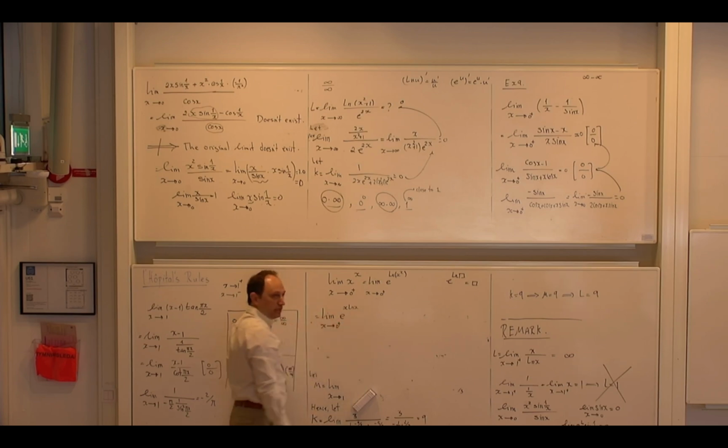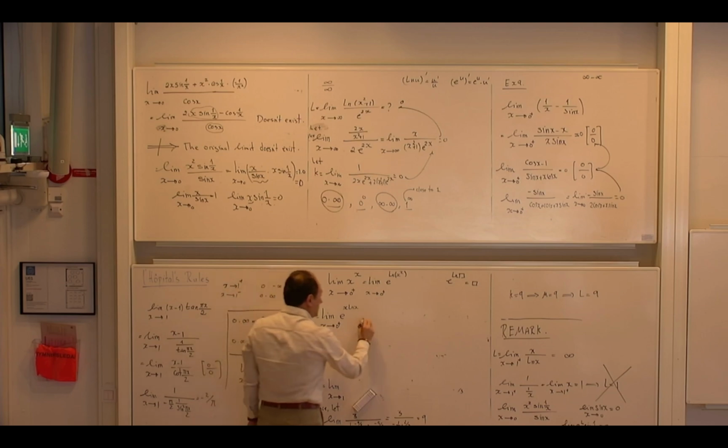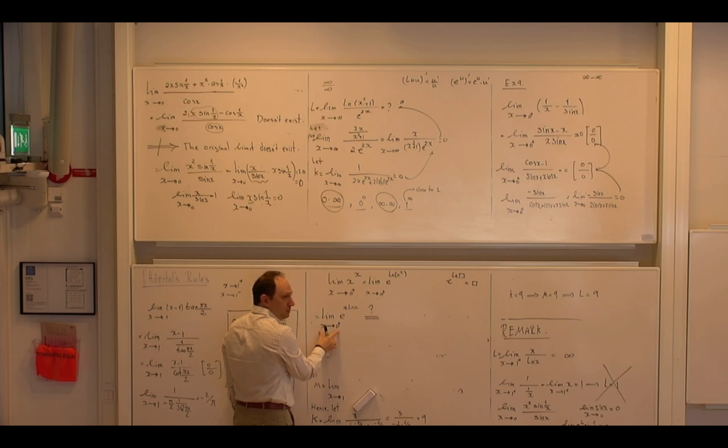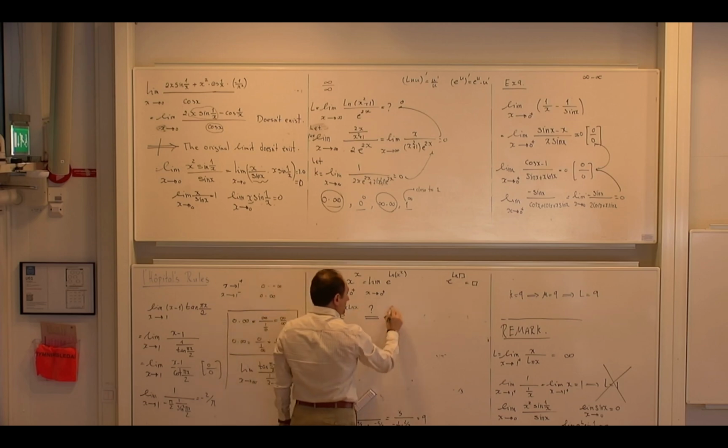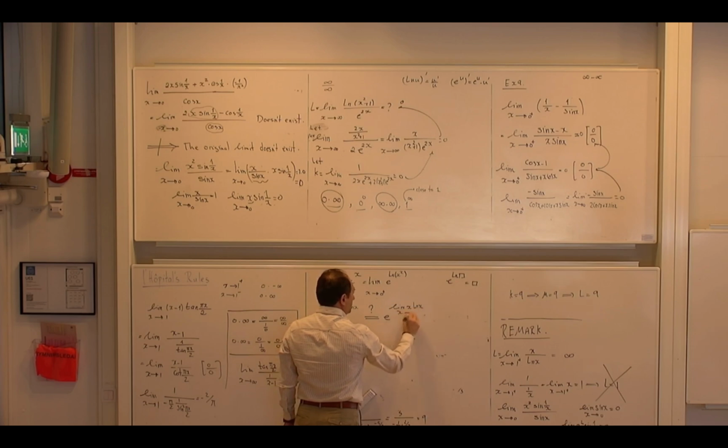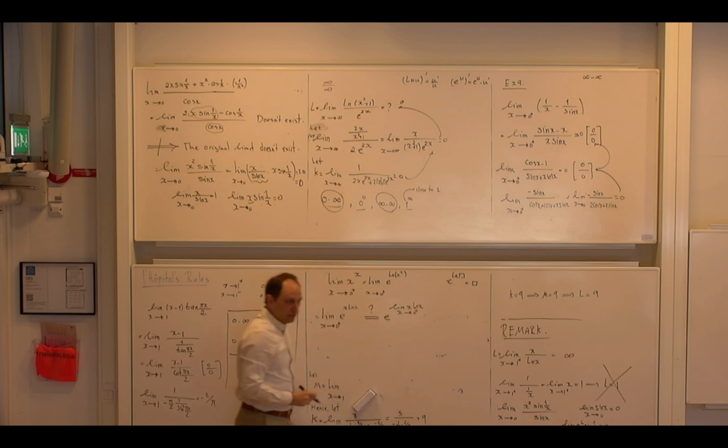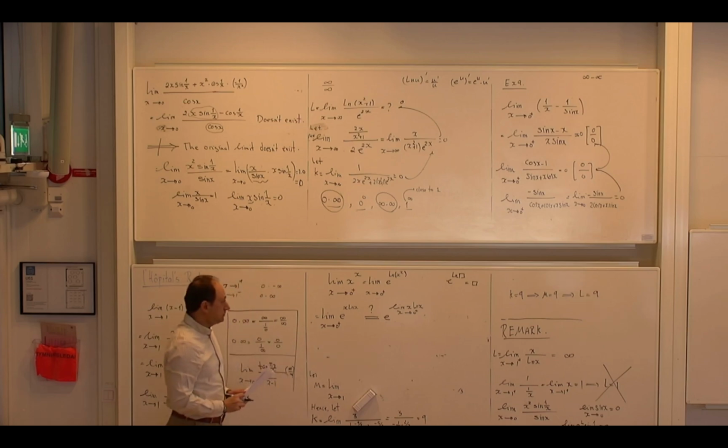This is my limit. Now, my claim is, I have to justify that this limit can jump up to the exponent. So it becomes e to the power of limit of x ln of x, x to 0 from the right. Okay? Why is this true?